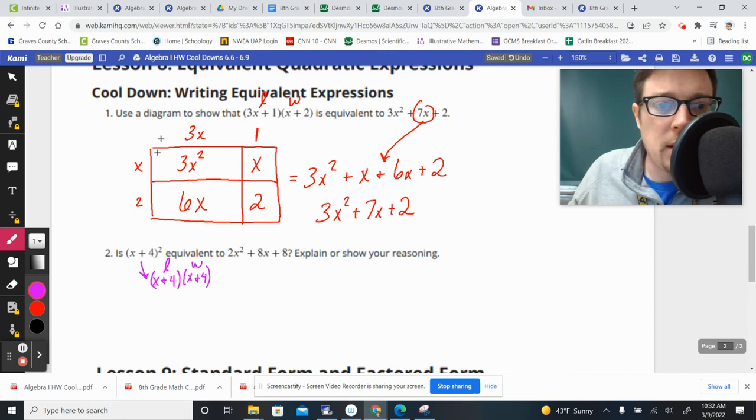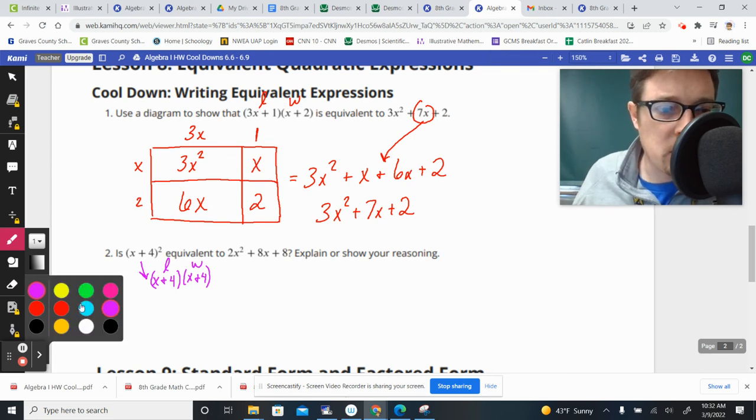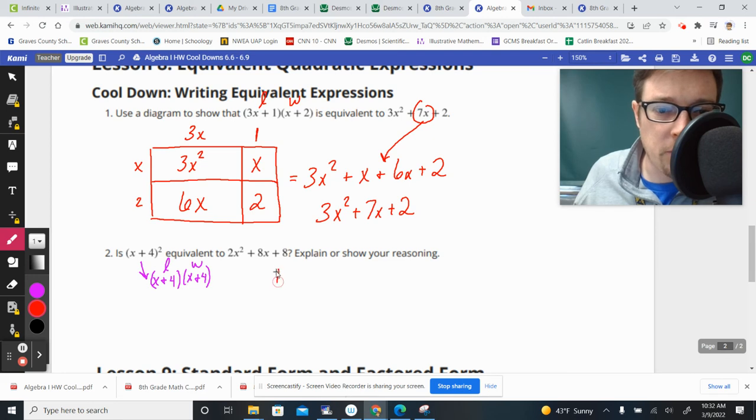But instead of drawing the diagram this time, I want you to notice something else that you can do in these types of problems. Whenever you have something like this, you can follow a strategy called the FOIL strategy. And I'll write it down over here, FOIL.